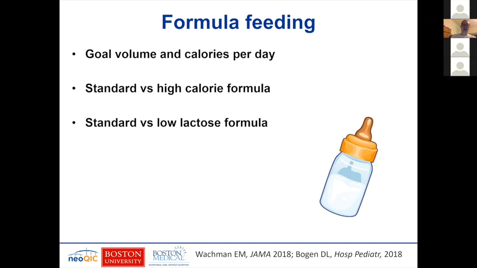So I think overall it's inconclusive. There's no standard, as long as you have close watching of the weight gain and the calories. I think that's the most important. There's also inconclusive data about whether you should be using standard or a low lactose formula. So there's really not enough evidence to make one recommendation versus the other for type of formula.